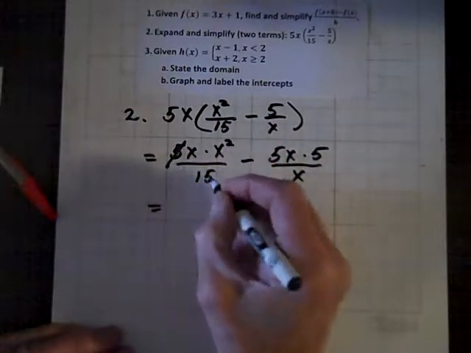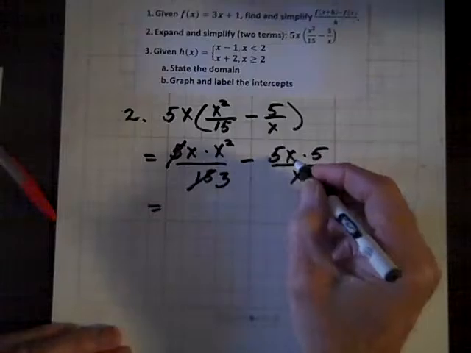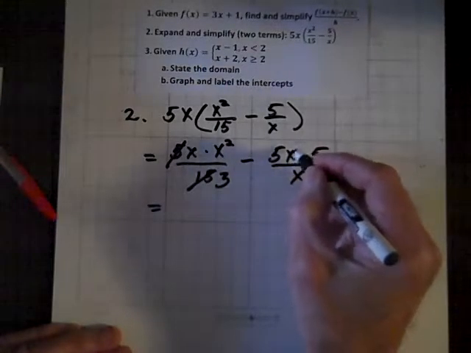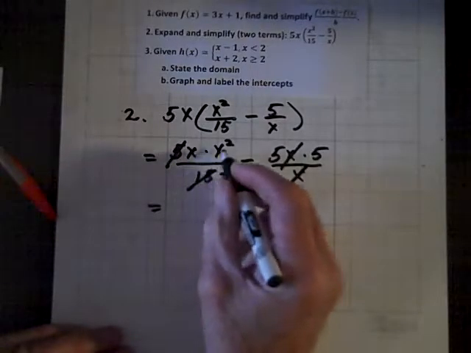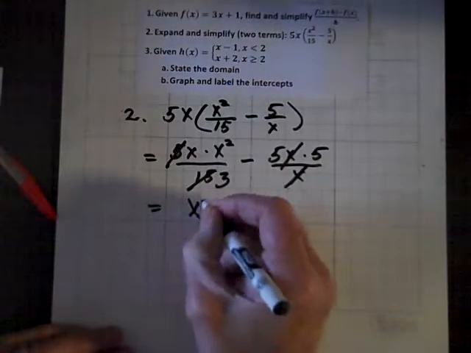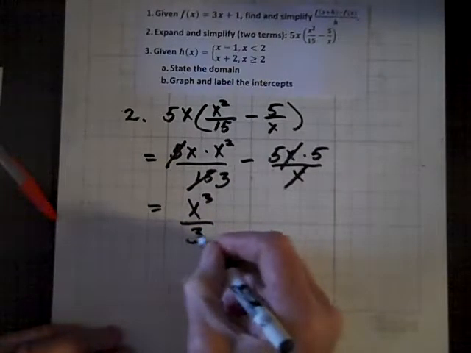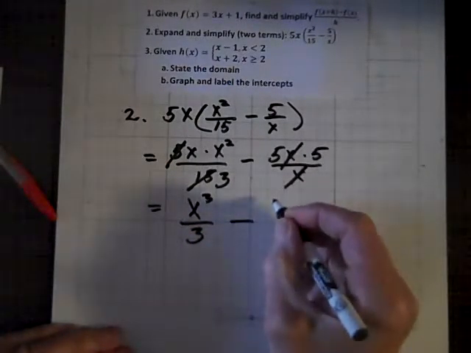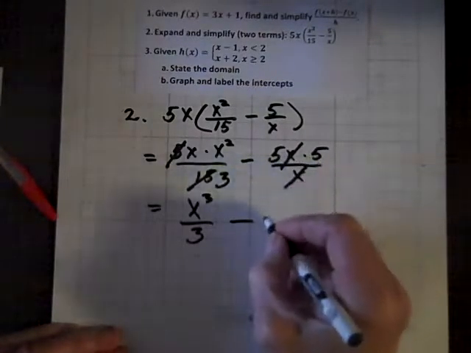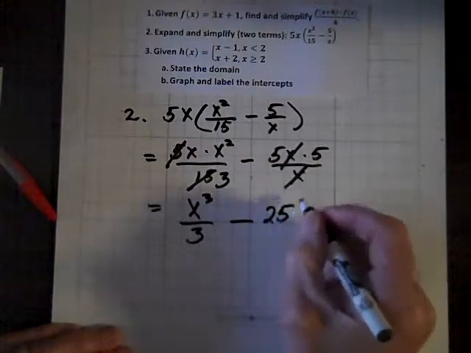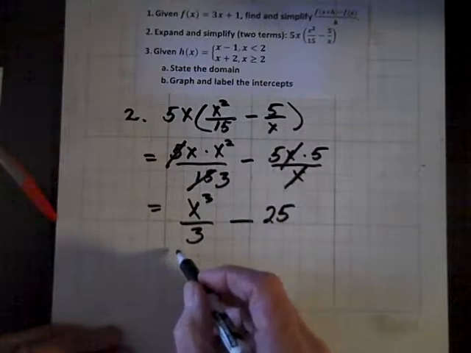And so 5 goes into 15 3 times, and in this case the x's divide out, and we have x times x squared is x cubed, and we still have 3 downstairs, so there it is, and minus, and 5 times 5, and that's 25. 25 over 1, but the 1's understood, and we're done with this one.